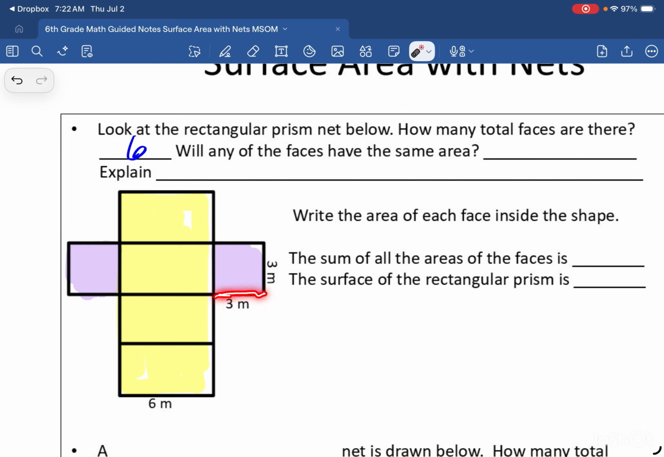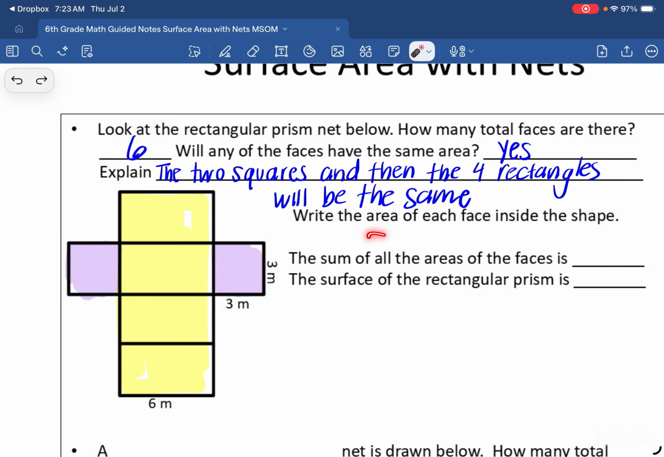Since this is 3 and this is 3, when we fold it up, all of these lengths right here will be 3, and they both have this side length of 6. So yes, they will all have the same area there. Write the area of each face inside the shape. Let's start with our squares. So this will be 3 times 3, which will be 9 meters squared.